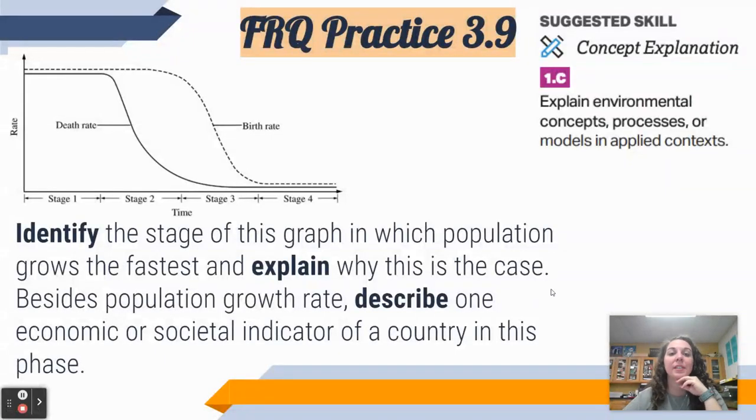And then your last practice FRQ for this unit, I want you to use this graph right here. And I want you to identify the stage of this graph in which a population is going to grow the fastest. So where are we going to see the most amount of population growth, and explain why. So don't just tell me stage 1, 2, 3, or 4. Why is that? And besides that population growth rate, I want you to describe one economic or societal indicator of a country that's in this phase. So if you think they're in stage 1, you would tell me things like they don't have access to clean water, they don't have high education levels, things like that.